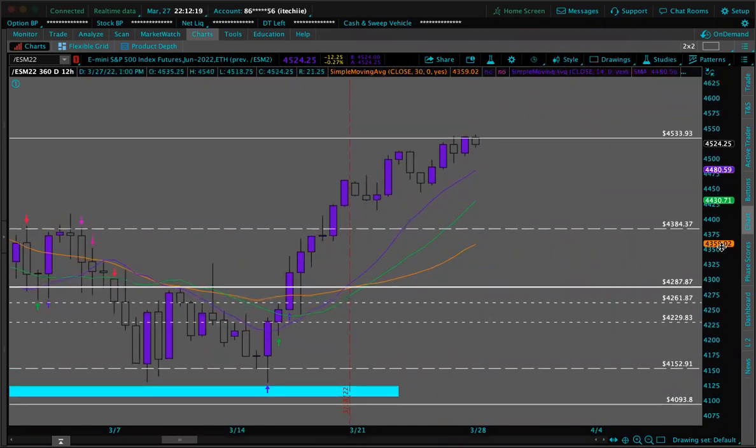Slightly like a candle combo. For those that don't know what a candle combo is, it's basically an engulfing candle with an inside candle to follow. This would be a candle combo. These are candle combos. This is also a candle combo. It can be rejected as well. This is another candle combo.